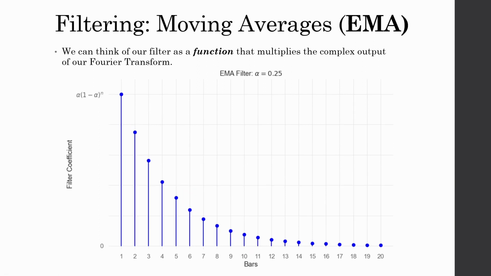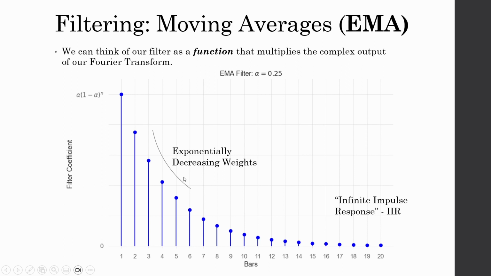Now the exponential moving average is a little bit more complex. The exponential moving average is what's called an infinite impulse response filter. And what that means is we've got exponentially decreasing weights. And these weights, they actually never go to 0. So we have to multiply all of the frequencies out to infinity. Now in practice, they get so close to 0 that they are 0.